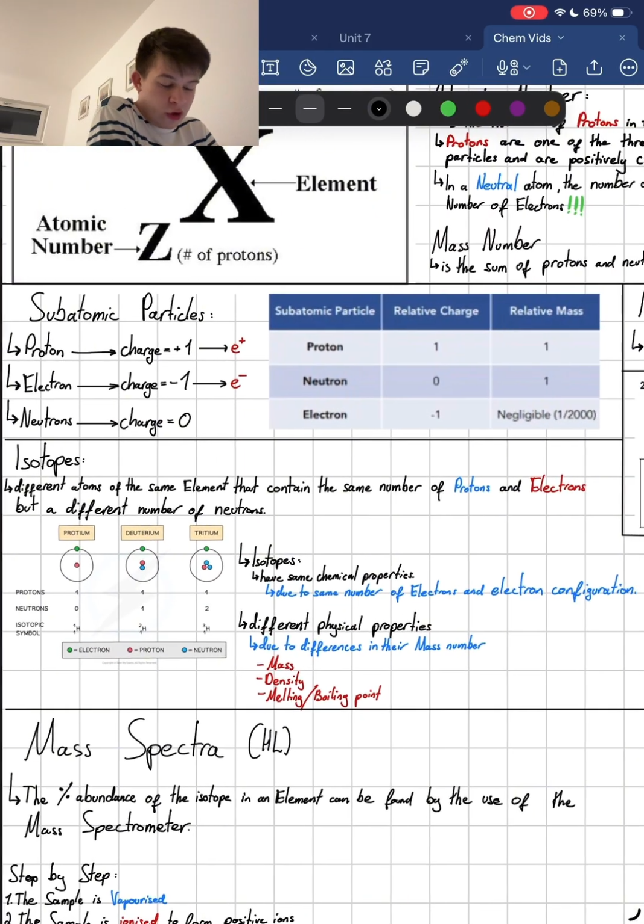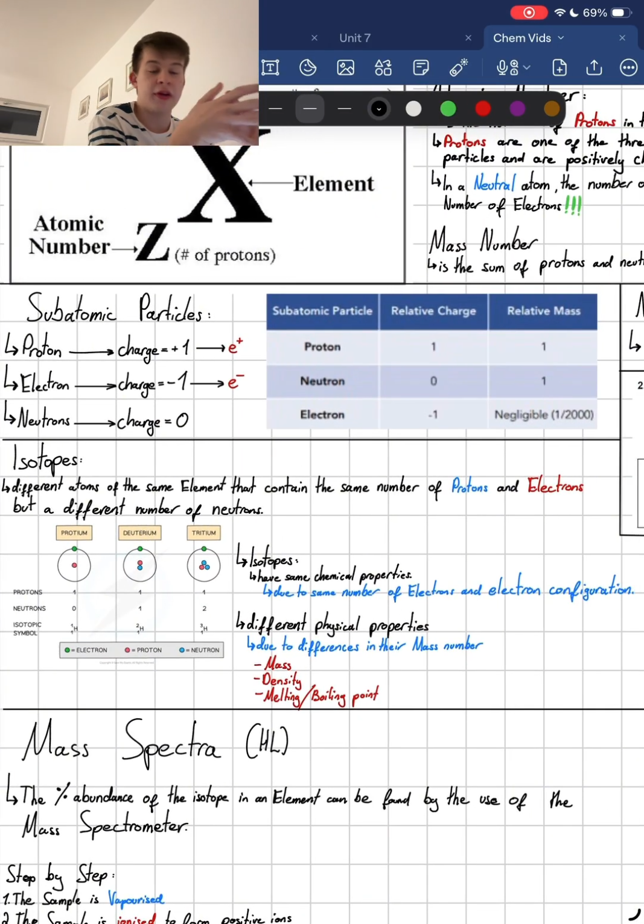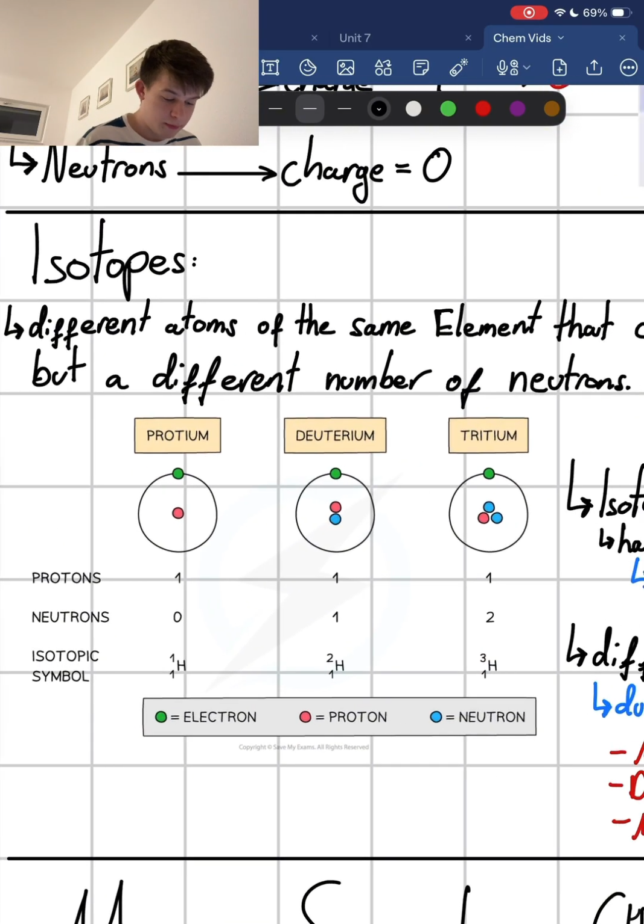So isotopes are different atoms of the same element, which contain the same number of protons and electrons, but the only thing that differs is the number of neutrons. So for example, we have here hydrogen, a normal protium, so normal hydrogen, and then we have deuterium, which has 1 proton and also 1 neutron. That will be different, so it's going to give us 2H1. And then lastly, we have tritium, which will give us 3H1.